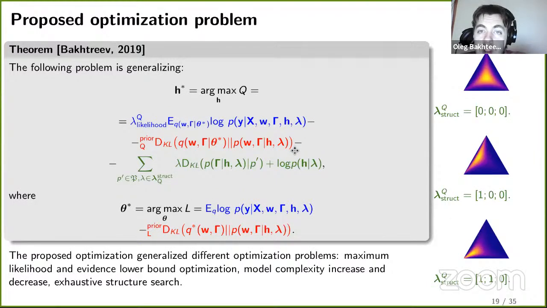We propose the following optimization problem. This problem contains two levels of optimization. Each of the levels contains two or three terms: the term for the likelihood, the term for the prior distribution, and the term for the structure regularization. Generally, we can also include the last term into the structure prior. The proposed method generalizes different optimization problems, including maximum likelihood and evidence lower bound optimization, and model complexity increase or decrease.